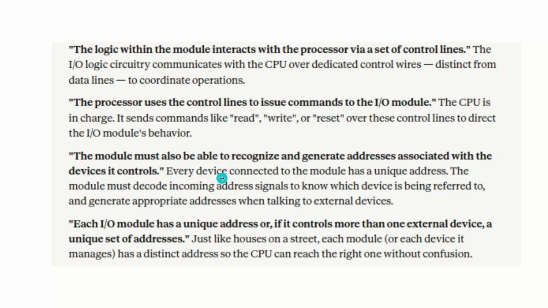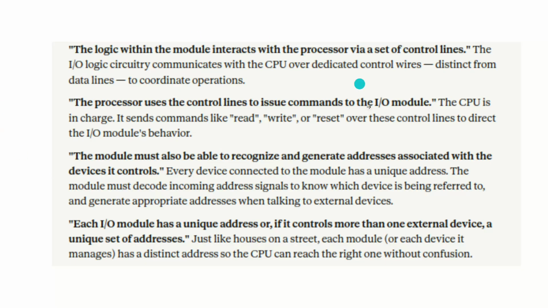Now every device is connected to the module, and each of these devices has a unique address, which we already discussed in the previous class. So the module has to decode the incoming address signals to know which device is being referred to. The address line would give some address, and the module should be able to recognize and decode that address, understand which device it refers to, and generate the appropriate addresses when talking to an external device.